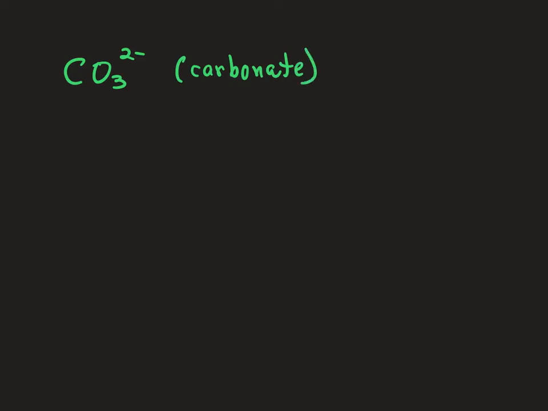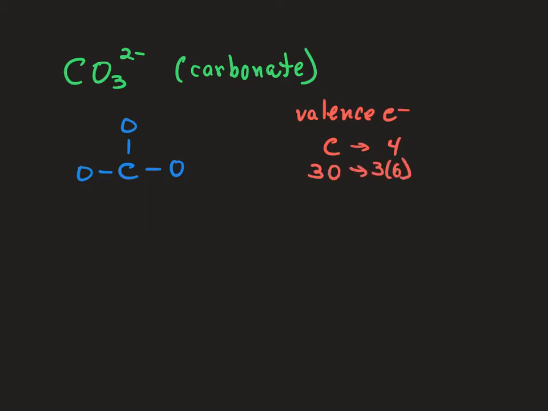Again, carbon is less electronegative than oxygen, so carbon would go in the center of our connected structure. If we look at our valence electrons, carbon contributes 4, 3 oxygens would contribute 3 times 6. That's 4 plus 18 is 22.